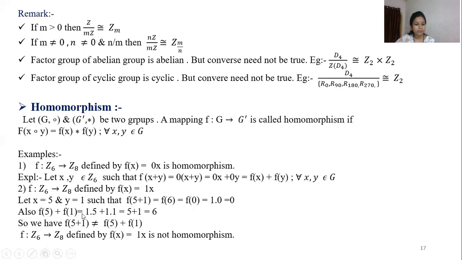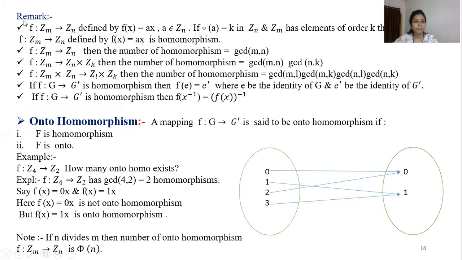Calculate the RHS, f of 5 plus f of 1. See here, both operations are distinct. In Z6, the operation is addition modulo 6. In Z8, the operation is addition modulo 8. f of 5 plus f of 1 is 1 into 5 plus 1 into 1. 5 plus 1 is 6. 6 is nothing but 6 here in Z8. And 0 is not equal to 6. Therefore, LHS is not equal to RHS. That is, f of 5 plus 1 is not equal to f of 5 plus f of 1. Therefore, this mapping from Z6 to Z8 defined by 1x is not a homomorphism.